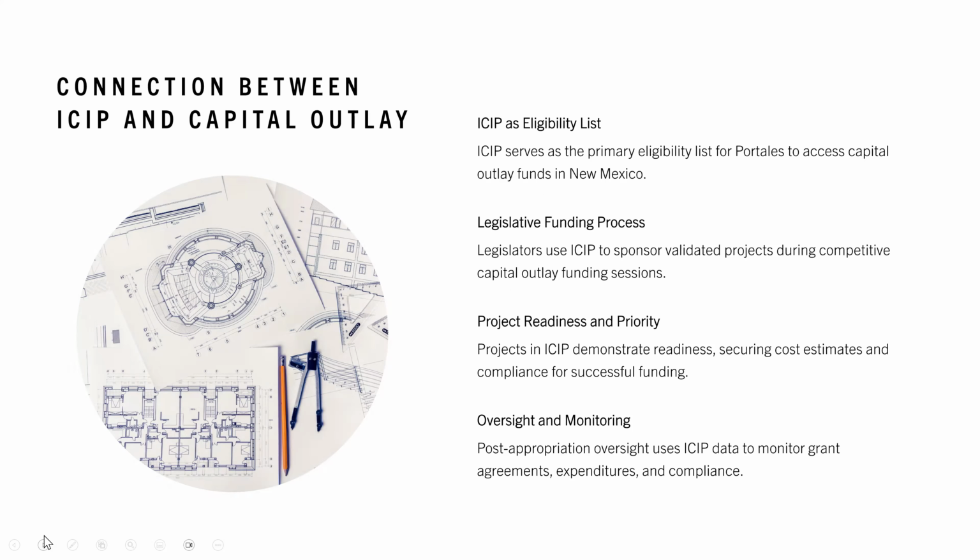ICIP can be seen as an eligibility list. You can read under there. The legislative funding process: legislators use this plan to sponsor validated projects during competitive outlay funding sessions, like one that's wrapping up now. It identifies project readiness and priority. By looking at this plan, especially phased plans, it tells legislators who would help us secure money where we are in a phased approach to a plan.